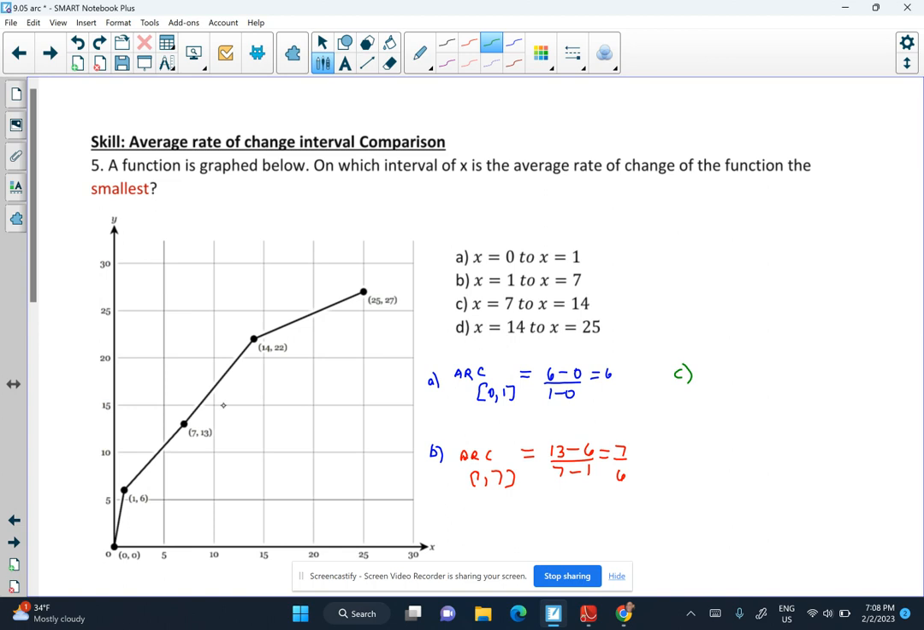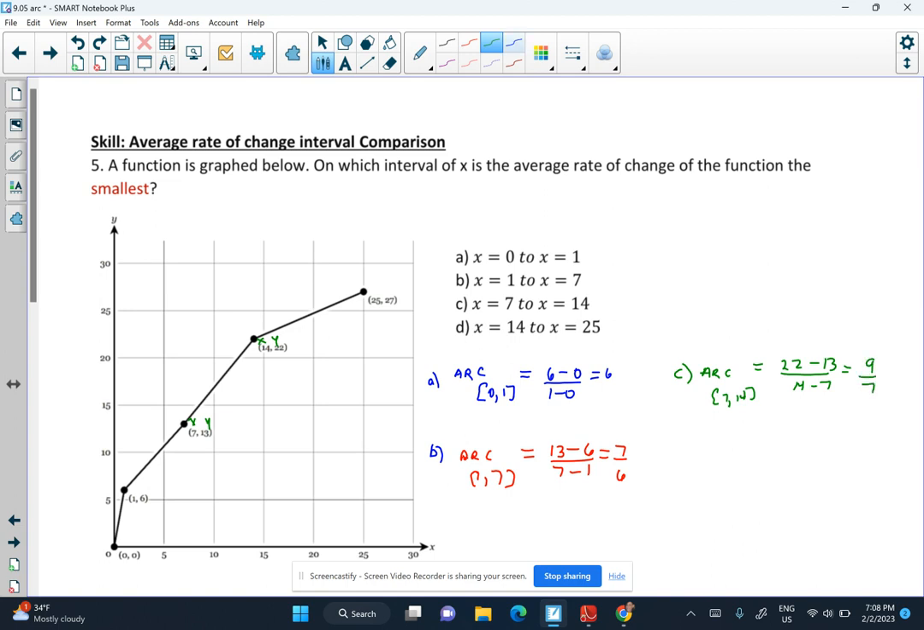And I'll do the next one in green, the C. Now we're looking at the interval from 7 to 14. Again, y's are first. Remember x, y. Y's are on top. So the average rate of change in the interval from 7 to 14 would be 22 minus 13 over 14 minus 7, and that simplifies to 9 over 7.